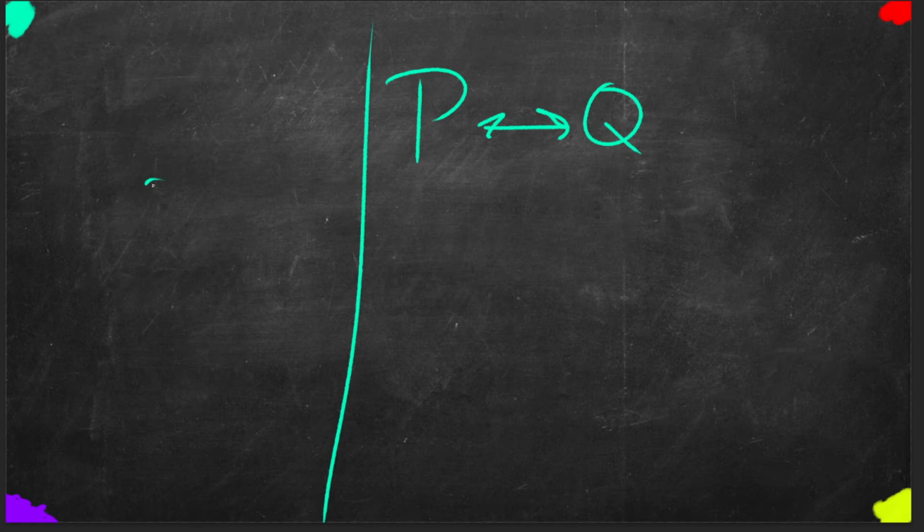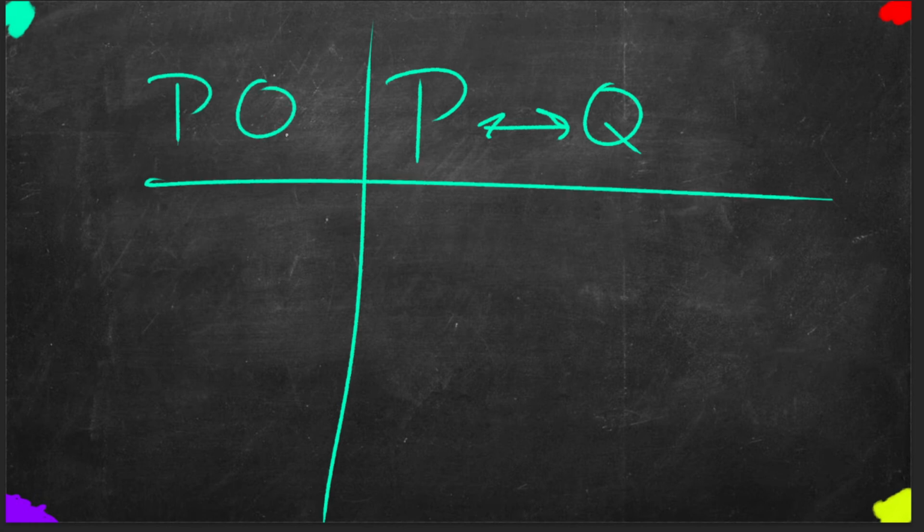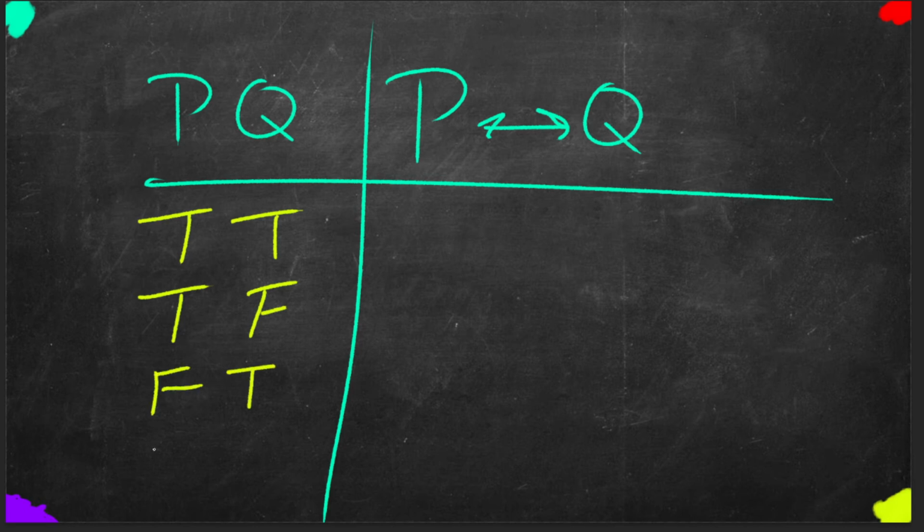Let's look at the last example. The last example is the biconditional. And the biconditional is one of the easiest to understand. Again, we have P, Q, and we have the truth values for P and Q. True, true, true, false, false, true, false, false.